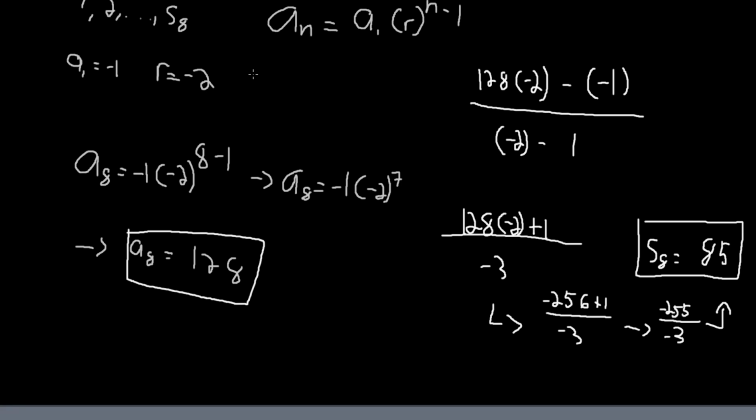Now, you might be wondering, how did it become positive 85 if we're dividing it by negative 3? Well, it's very simple. Just like multiplication, if you multiply a negative number by a negative number, it becomes a positive number. And if you divide a negative number by a negative number, they also become positive. So just keep that in mind. So this is our final answer, which is 85.